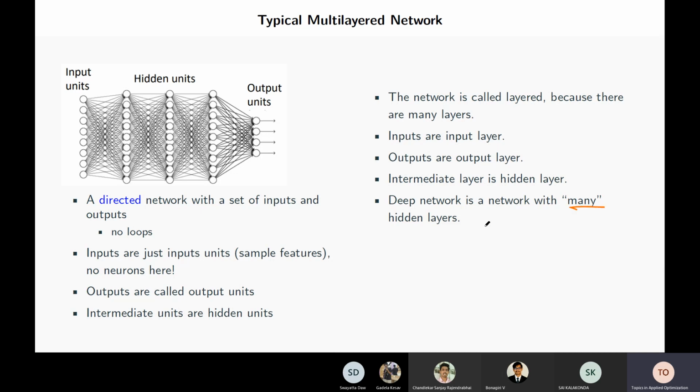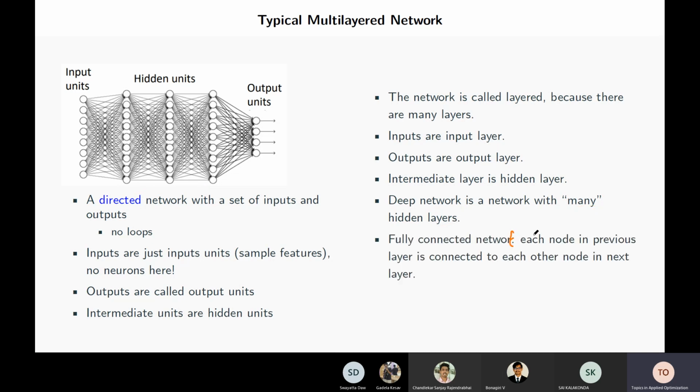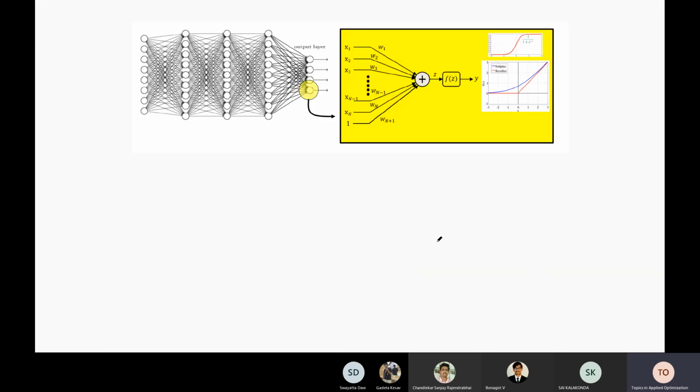A deep network is a network with many hidden layers. A fully connected network is a network in which each node in the previous layer is connected to each node in the next. So this is an example of a fully connected layer, because each node here is connected to each of the nodes in the next layer. Edges of the network graph are weighted, so you have some weights on them.